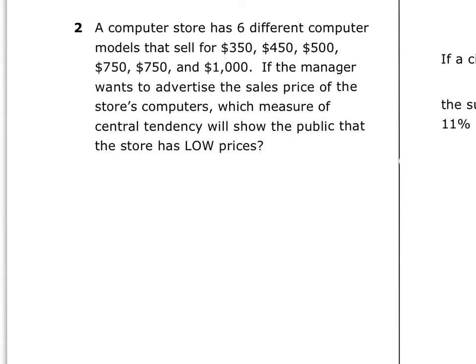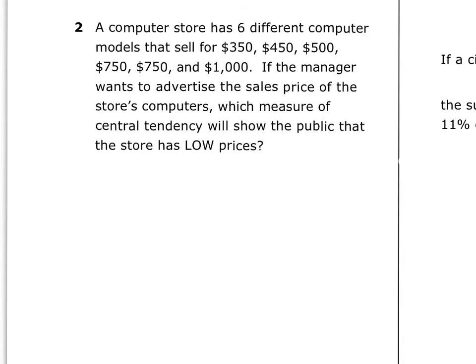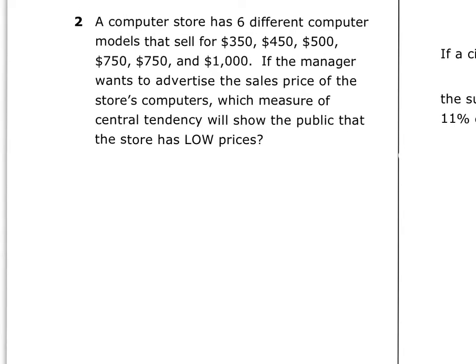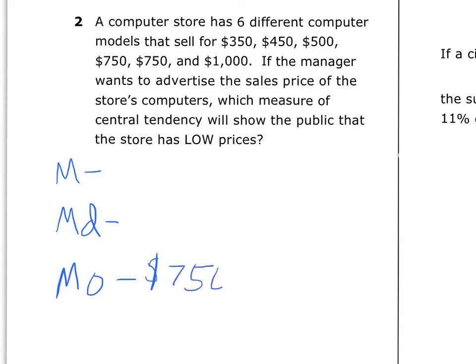A computer store has 6 different computer models that sell for those prices. If the manager wants to advertise the sales price of the store's computers, which measure of central tendency will show the public the store has low prices? All right, so we need the mean, the median, and the mode. Well, the mode is easy. What's the mode of these numbers? 750. All right. In the median, what are the 2 middle numbers?